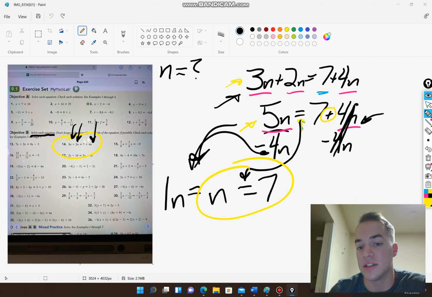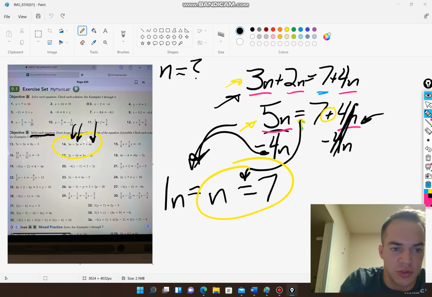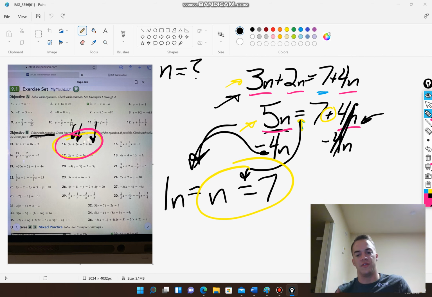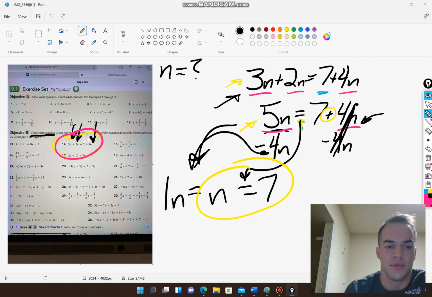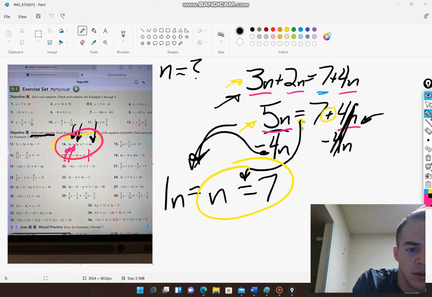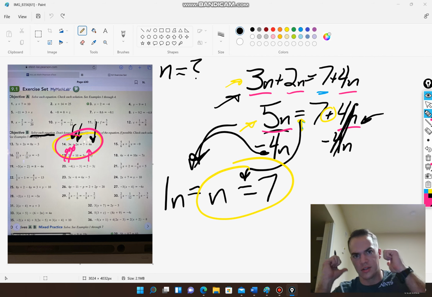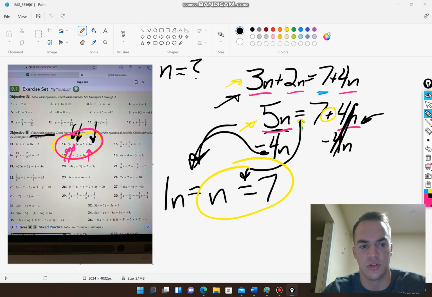And so what that means is I can plug 7 back in to my original equation wherever there's an n, where I drew those arrows, and then you'll find that they equal the same thing on both sides. When you plug in a 7 here, and here, and here, and you do all of the math, you'll get the same answer. So that's how you know you're right. Just always check if you need to make sure you're right.